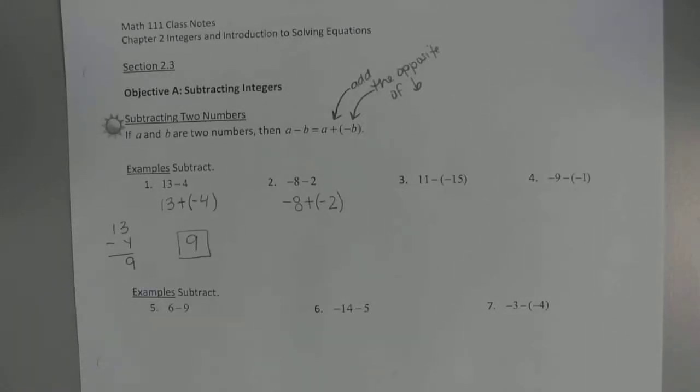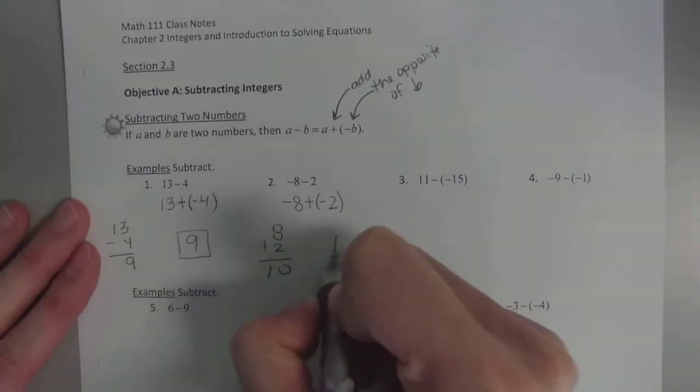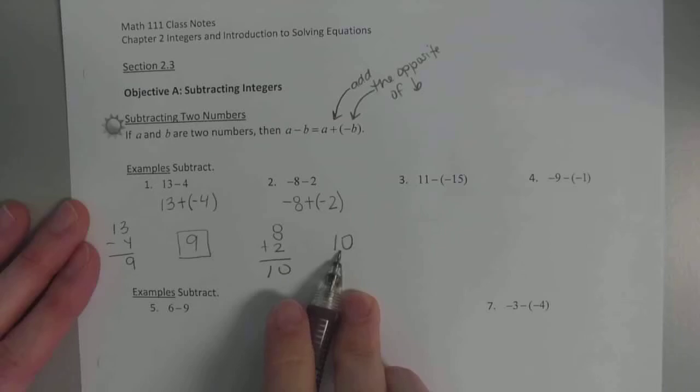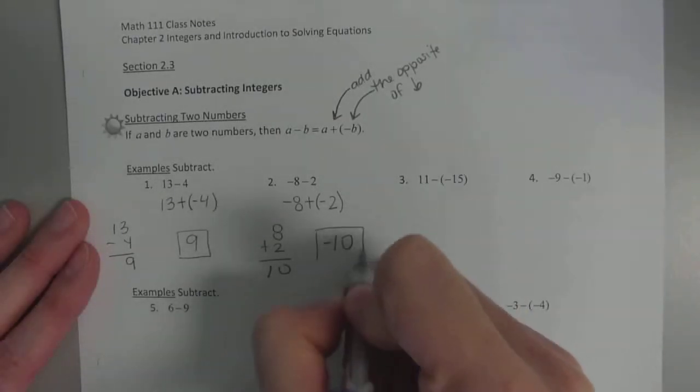What's the rule from Tuesday about adding signs that are the same? You actually add them, okay? So what's 8 plus 2, guys? 10. And then what's the sign going to be? Negative, because they share that negative sign.